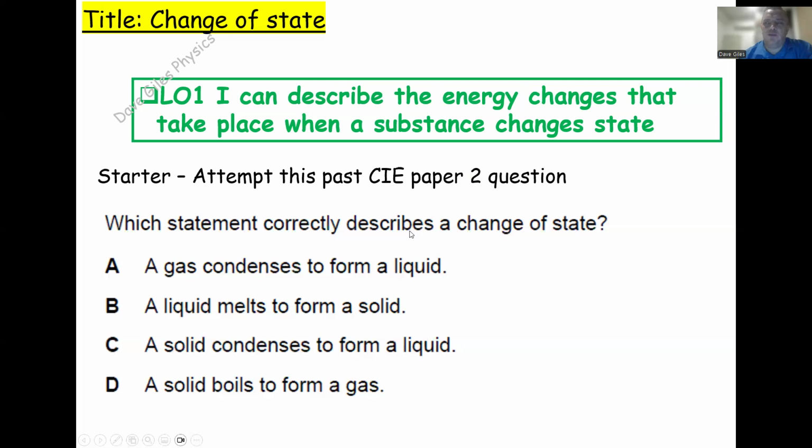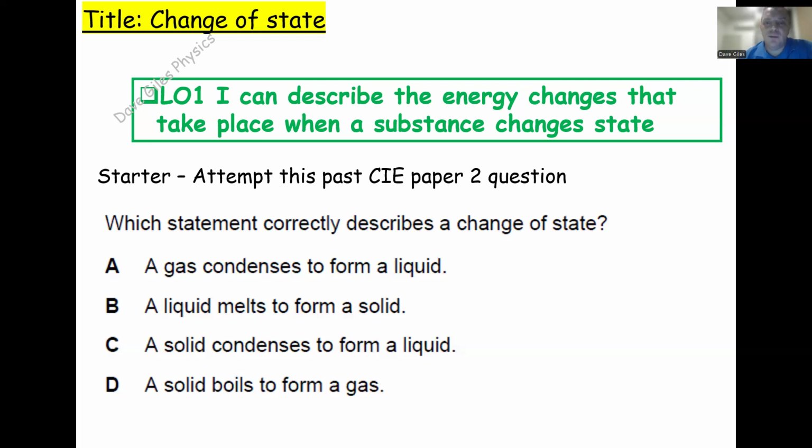So based on what we did previously, here's a short starter question. Which statement correctly describes a change of state? If we start from the bottom, D, a solid boils to form a gas. Well, boiling is when a liquid turns to a gas, so it's not that. C, a solid condenses to form a liquid. Okay, it's a gas that condenses to form a liquid, so it's not that.